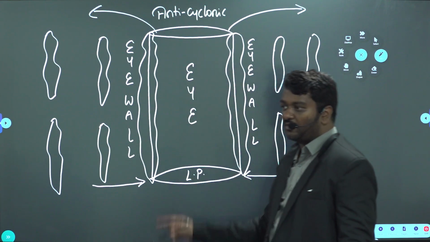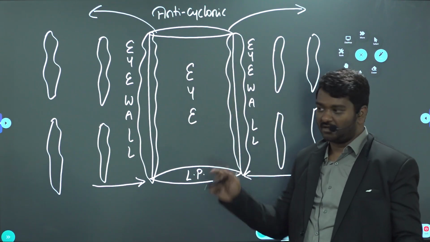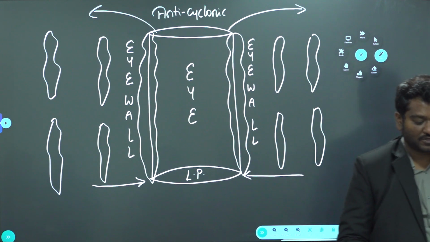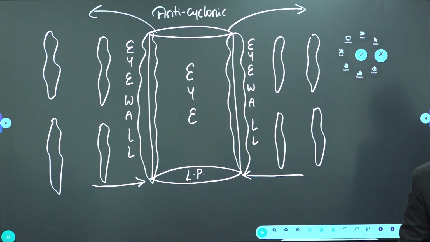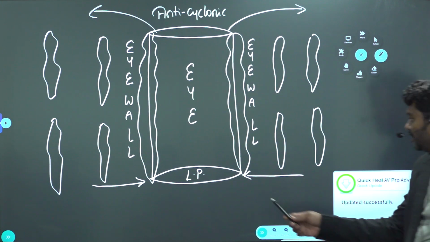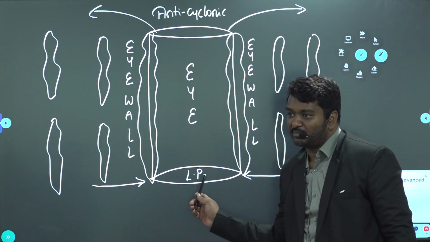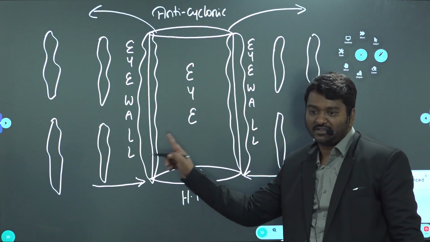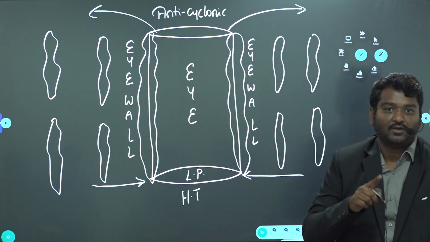Anticyclonic. What will happen here? Diverging. What will happen here? Converging. Okay, see questions now. Temperature near the eye is 10 degrees Celsius less than the surroundings. Yes or no? You tell me, should it be high temperature or low temperature? High temperature. That means it should be hotter than the surroundings rather than cooler.